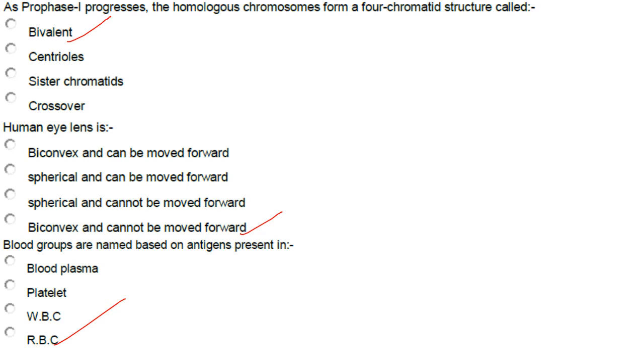Human eye lens is biconvex and cannot be moved forward. Why? Because it is held back by suspensory ligaments. So answer is option D. Blood groups are named based on antigens present in. Answer is antigens present on RBCs.